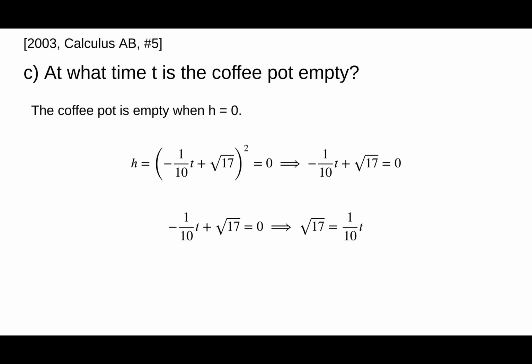Do the algebra. This implies that the square root of 17 is equal to 1/10 of t, which means that the coffee pot will be empty at t equals 10 times the square root of 17 seconds.